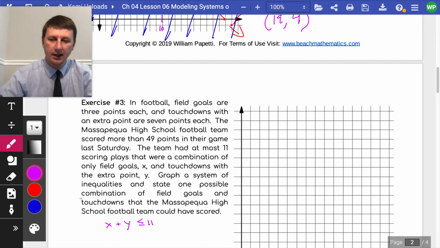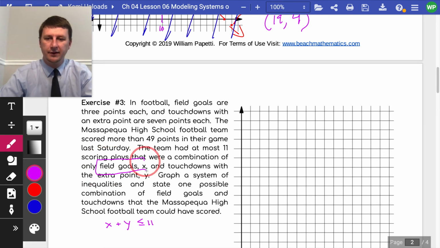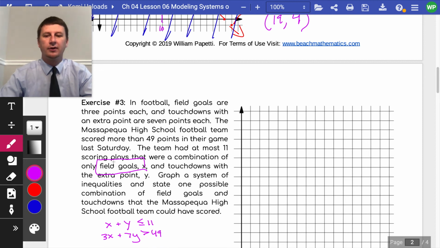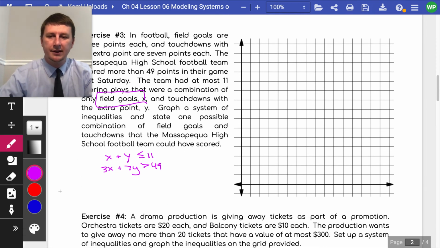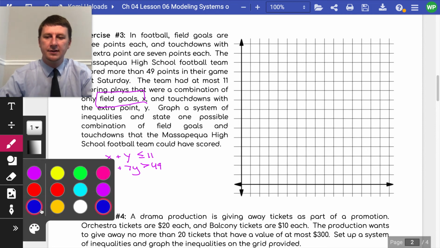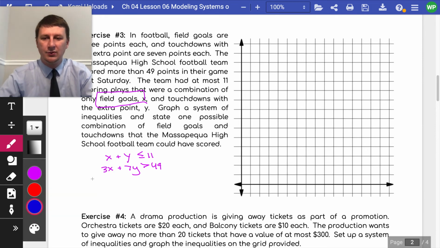And then we also know that field goals, which we're representing by X, are worth 3 points each, and touchdowns are worth 7 points each. So that's going to be 7y. And they scored more than 49 points. So more than 49 is going to be greater than 49. So now that we have our system of inequalities, before we can go ahead and graph these, we have to isolate y on each one.